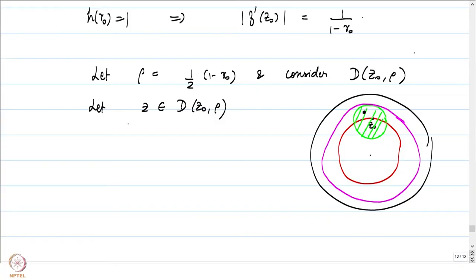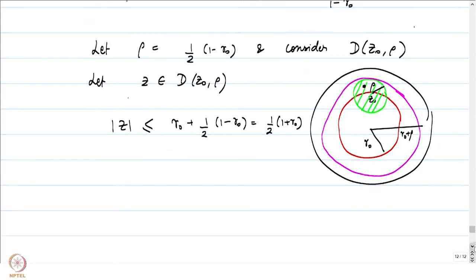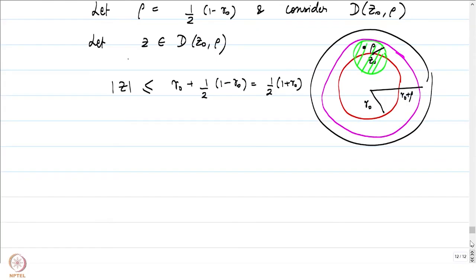Remember that this distance is rho, this distance is R naught, and this distance is going to be equal to R naught plus rho. And you can check that the absolute value of Z is less than or equal to the absolute value of Z naught plus the absolute value of Z minus Z naught, which is R naught plus rho, which is R naught plus half of 1 minus R naught, which is equal to half of 1 plus R naught, which is less than 1 because R naught is less than 1. So in particular, 1 plus R naught by 2 is greater than R naught, and this tells us that H of half of 1 plus R naught is less than 1.